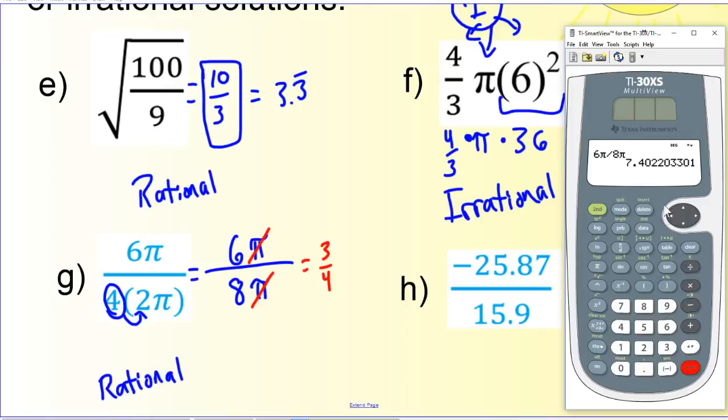Now, that does not look good. I think the calculator doesn't quite understand what it is we're doing. I'm going to see if I can make it more clear. I'm going to put parentheses 6 pi fraction parenthesis 8 pi parenthesis. Okay, doesn't like that. What if we use the divide sign? There we go. So even though this is a very smart calculator, when I put in 6 pi fraction 8 pi, it didn't quite know how to evaluate that.